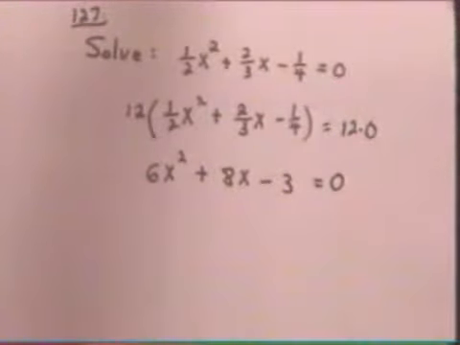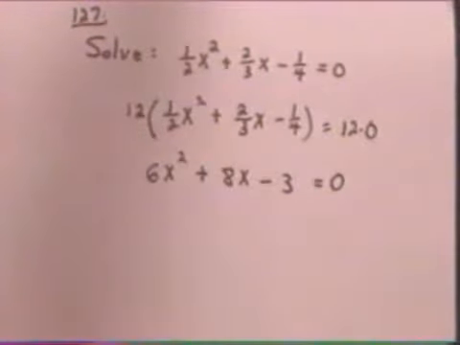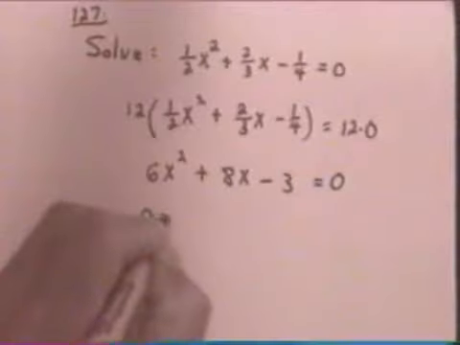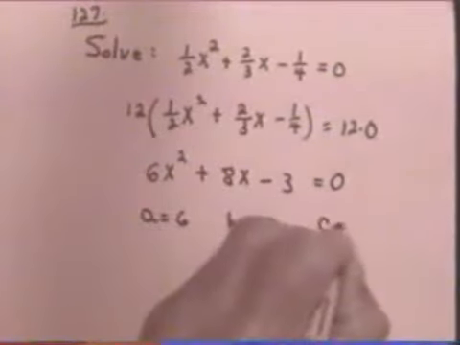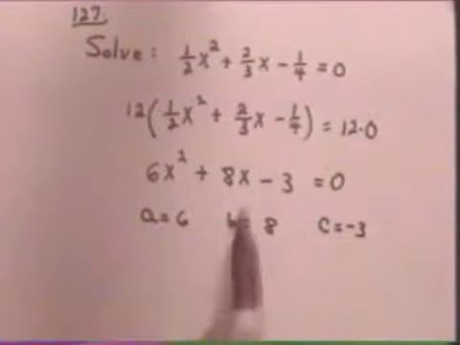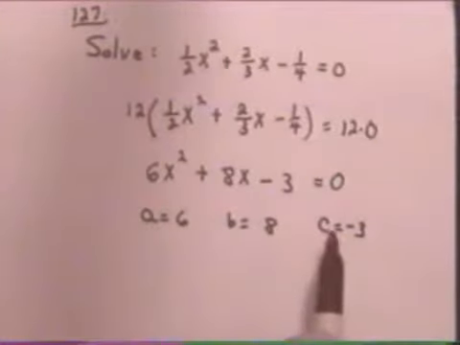So now we have it in standard form. 6x squared plus 8x minus 3 is equal to 0. Notice that the coefficient of x squared is 6, so a is 6, b is 8, and c is -3. The coefficient of x squared is 6, the coefficient of x is positive 8, and c, your constant, is -3.